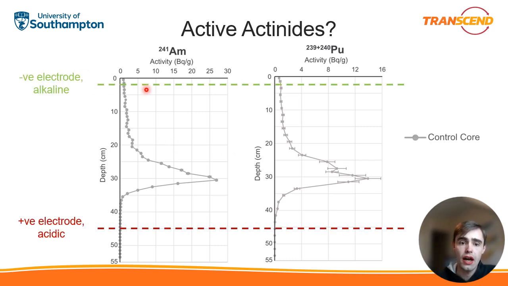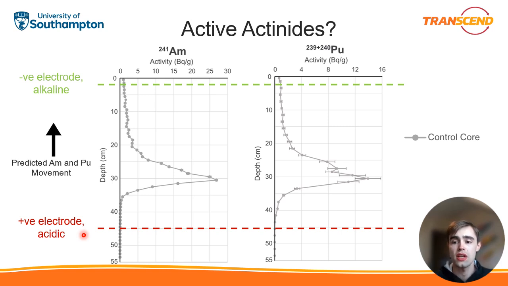We have our cathode at the top, which is negatively charged, and our anode at the bottom. Our cathode will produce alkaline conditions, and our anode will produce acidic conditions, as I mentioned earlier. We expected the americium and plutonium to move upwards, as positively charged species, although that was from Eh-pH diagrams that were very simplified. These were just the radionuclides in water. Even for the plutonium, the jury was out. There's a lot of species that can be either positively or negatively charged.